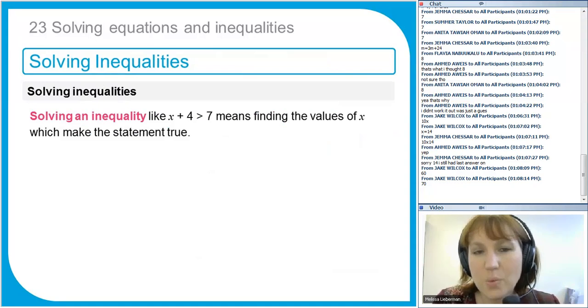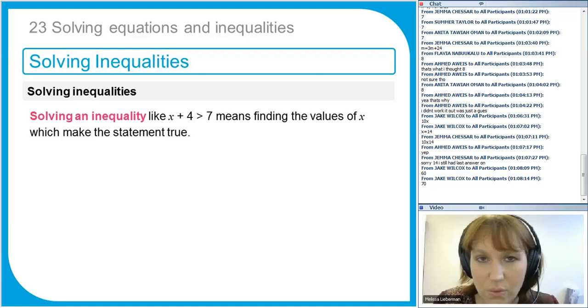So if x was 10, I would have 10 plus 4, which is 14, which is bigger than 7, so 10 works. How about 3? 3 plus 4 is 7. Is 7 bigger than 7? No, it's not. So 3 doesn't actually quite work, but anything bigger than 3 would work. So in other words, any value of x bigger than 3 will make this inequality true. So that's what I say in my answer. x is greater than 3 will be the solution.